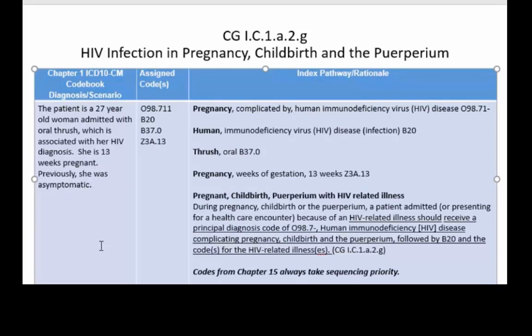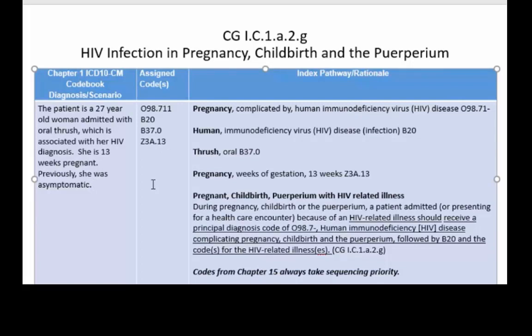where the patient, a 27-year-old, is admitted with oral thrush associated with her HIV diagnosis. She's 13 weeks pregnant. Previously, she was asymptomatic. So up until now, she had a Z21 diagnosis. But now that she has this thrush that's been associated with HIV, she's going to carry that B20 diagnosis from now on. Then the thrush is the B37.0.